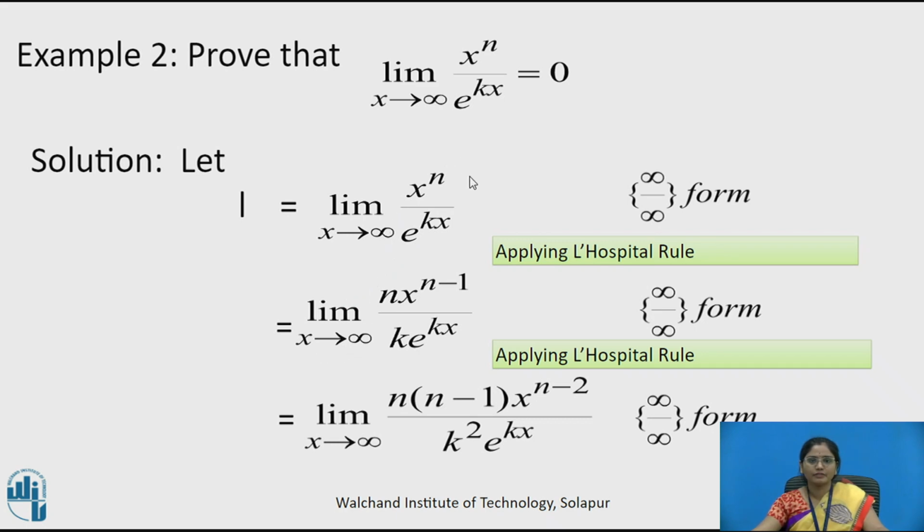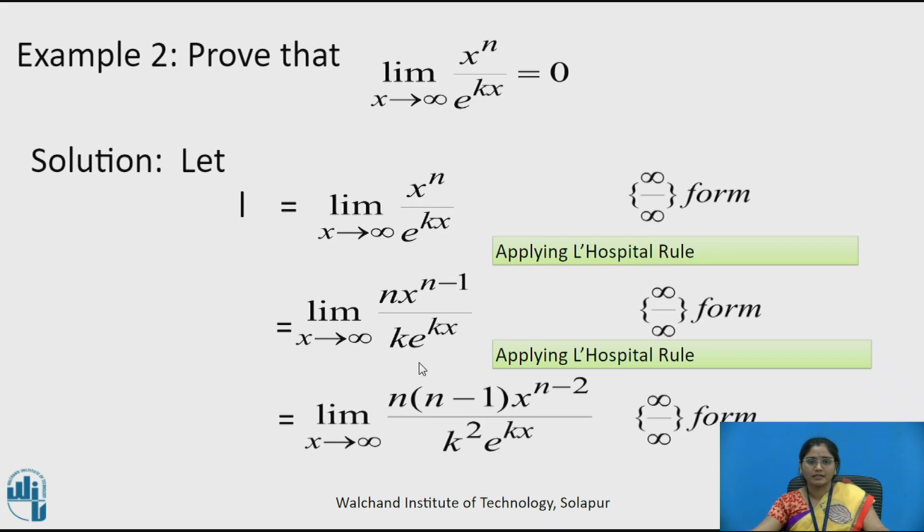Now, derivative of the numerator, that is x raised to n, is n into x raised to n minus 1. Derivative of the denominator is k into e raised to kx. Now, substitute the limit as x tends to infinity. What will you get? Here, n into infinity to the power n minus 1, which gives you infinity.